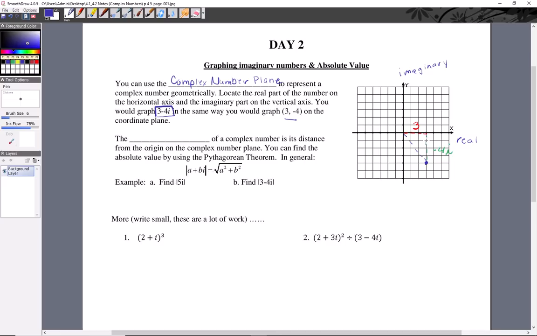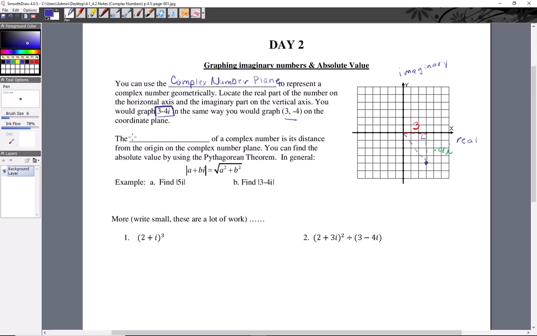So you get a right triangle out of this thing. And if you look at this, this is going to be like a 3, 4. Wouldn't that length be 5? Because it is a right triangle, and this would be one of the Pythagorean triples. So we can actually use that to get the distance from the origin on the complex number plane to this point that we put here.